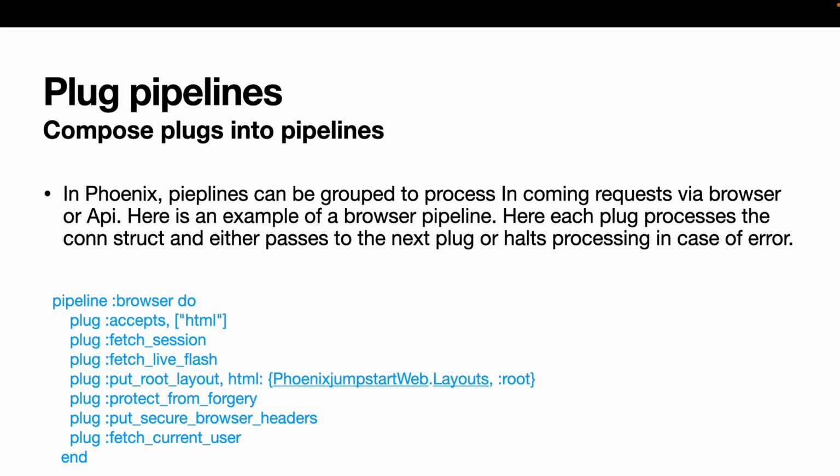So in this particular snippet of code, pipeline browser, we see that the first plug is accepts, which is verifying that we are working with HTML, and then fetch session is another plug that is going to extract the session ID from the request and then try to extract the current user. Fetch live flash is used in the context of LiveView, and then put root layout is used for specifying the application layout template. You can switch them to the one you're using if root is not the template.